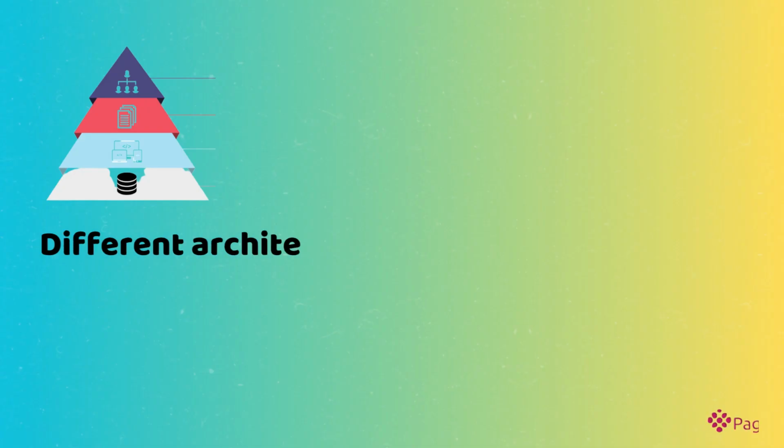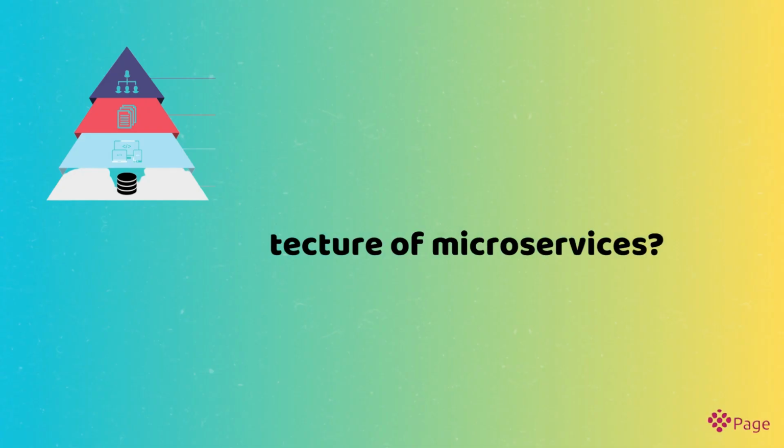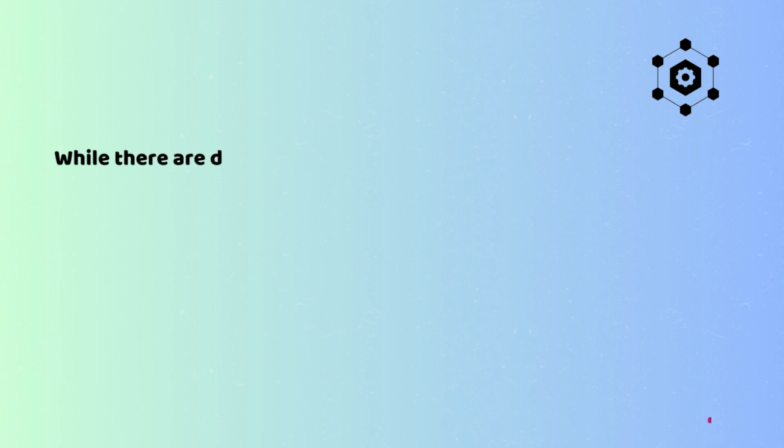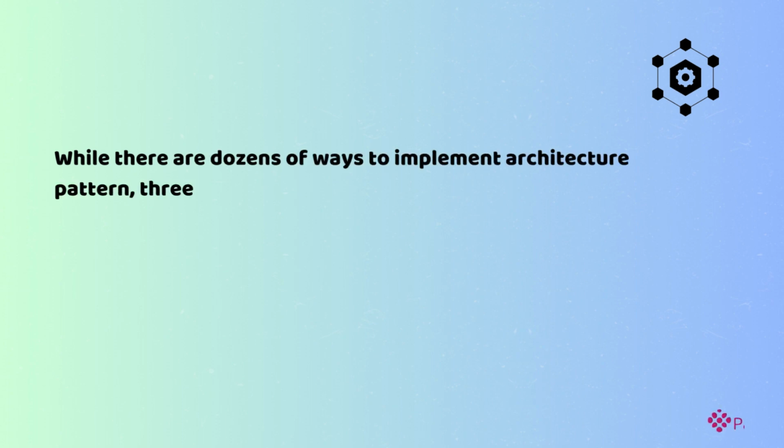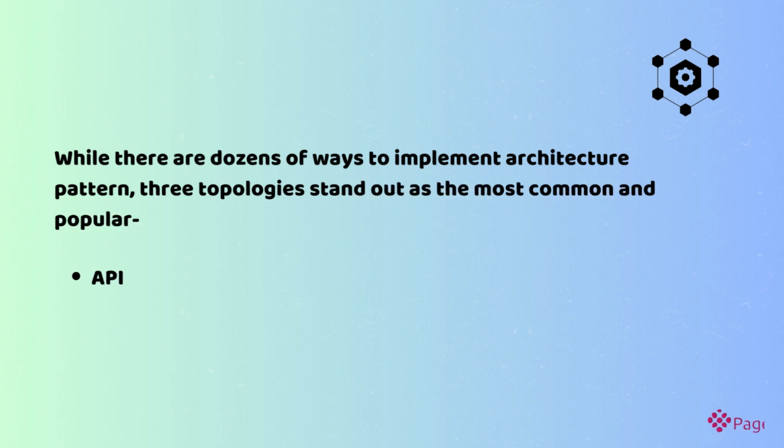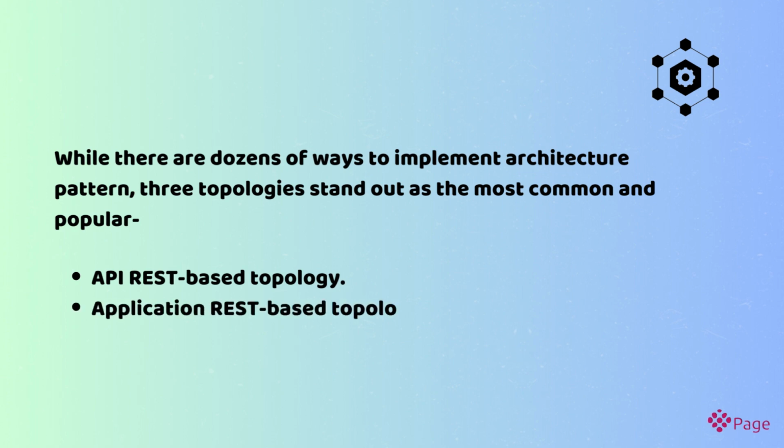Different architectures of microservices. While there are dozens of ways to implement an architecture pattern, three topologies stand out as the most common and popular: API REST-based topology, Application REST-based topology, and Centralized Messaging topology.